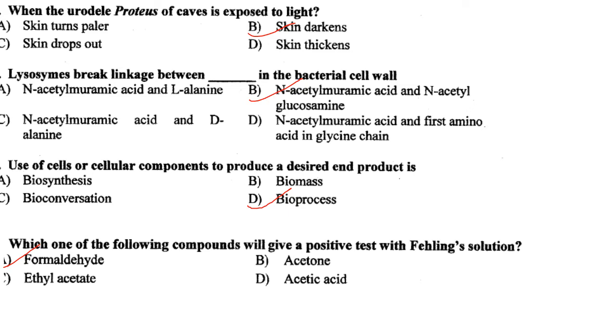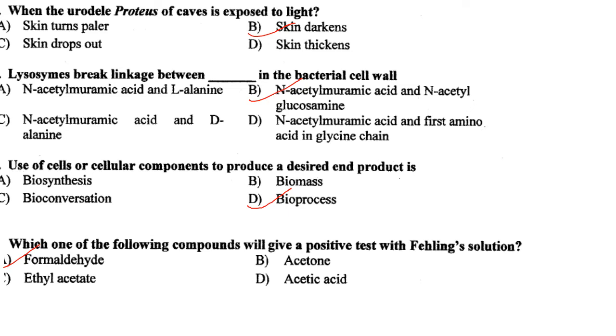Then lysozymes break linkage between. So lysozyme is a glycosidic hydrolase that catalyzes the hydrolysis of 1,4-beta linkages between N-acetylmuramic acid and N-acetylglucosamine residues in peptidoglycan. So answer is option B, that is N-acetylmuramic acid and N-acetylglucosamine.